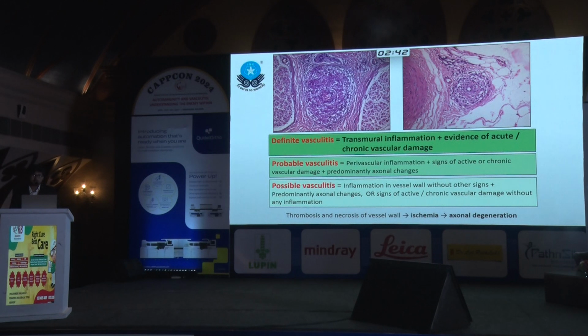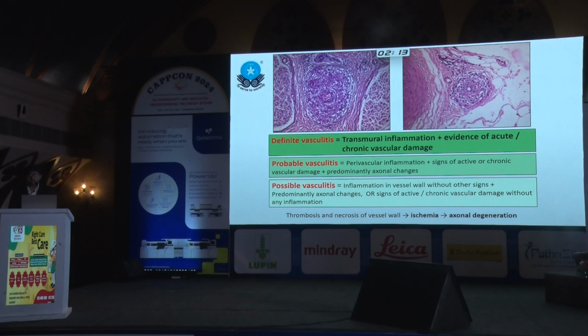According to modified Collins criteria, definite vasculitis is defined as the presence of transmural inflammation with evidence of acute or chronic vascular damage. When there is perivascular inflammation but not transmural inflammation, with signs of active or chronic vessel wall damage and predominant axonal changes, we call it probable vasculitis. Possible vasculitis means either there is lack of inflammation or there is lack of any evidence of vessel wall damage.